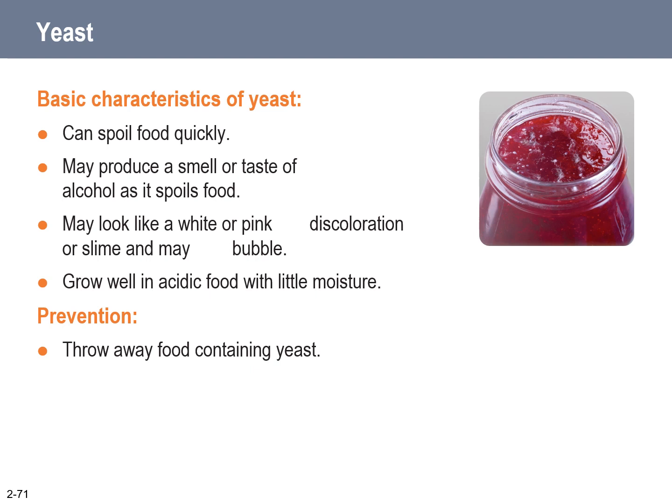Basic characteristics of yeast. It can spoil food very quickly. It can produce a smell or taste of alcohol as it spoils food. It may look like a white or pink discoloration, or it could have slime or maybe be bubbly. It grows well in acidic food with little moisture, and prevention is to throw away any food containing yeast or that yeasty smell. You cannot save it. You cannot eat it. You will get sick.